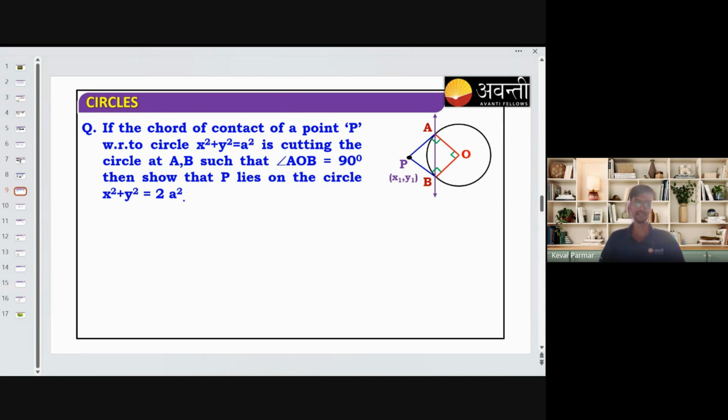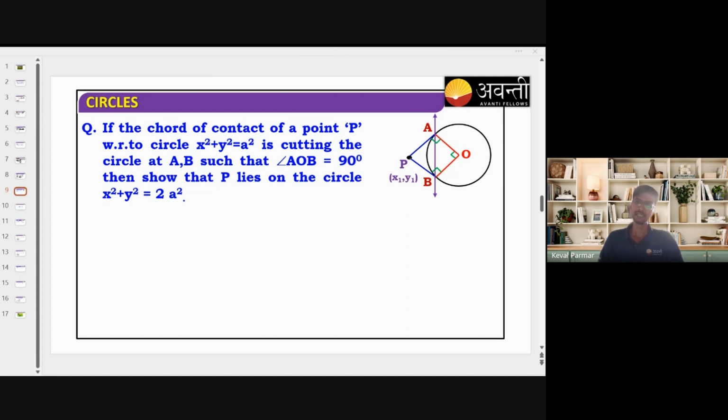As you can see by reading the question, the chord of contact of point P: from this point P, two tangents are drawn, and the line through the points of contact cuts a chord AB. This chord AB is called the chord of contact. Obviously the diagram will not be given. I already made the diagram because circles don't get drawn properly, but the diagram should be made by you, right?